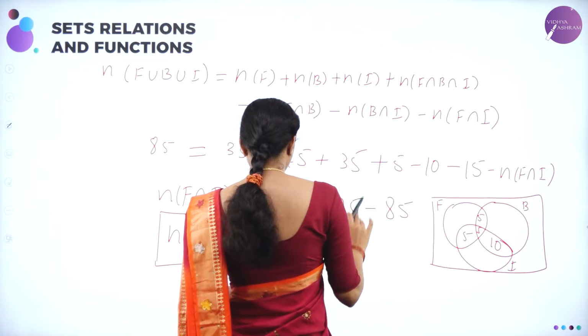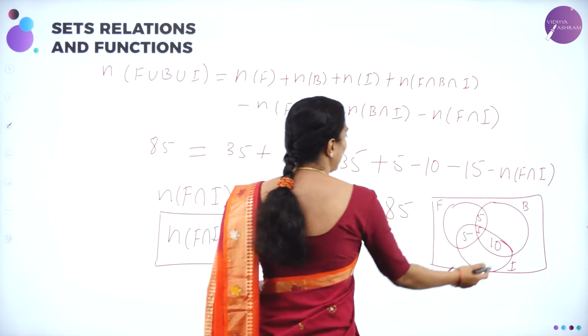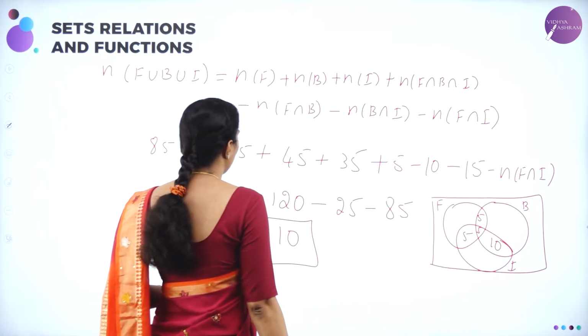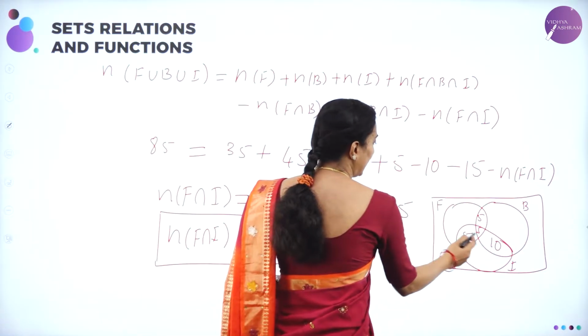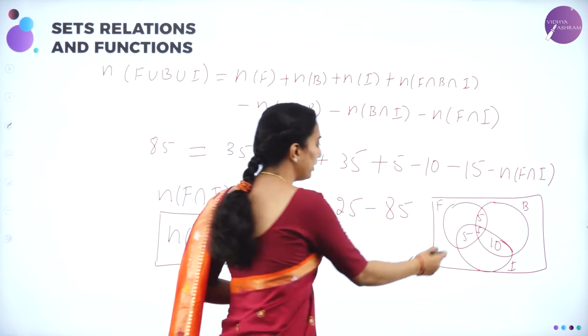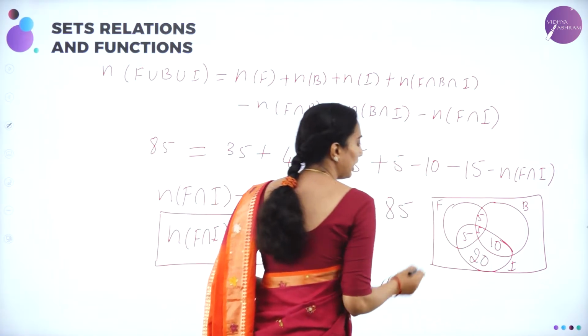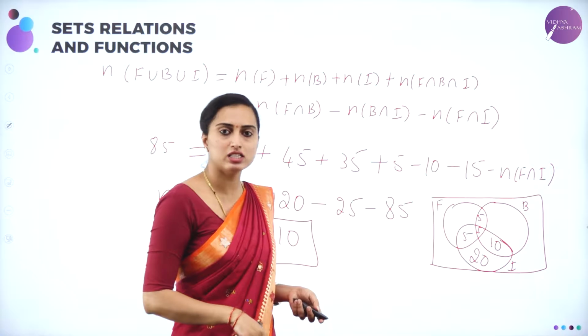Now all the things you have written, now you need to calculate only N of I. N of I is how much? N of I will be equal to 35. Already you are having 10 plus 5, which is 15. So how many will remain here? 20. So 10 plus 5 is 15, and 15 plus 20 is 35.